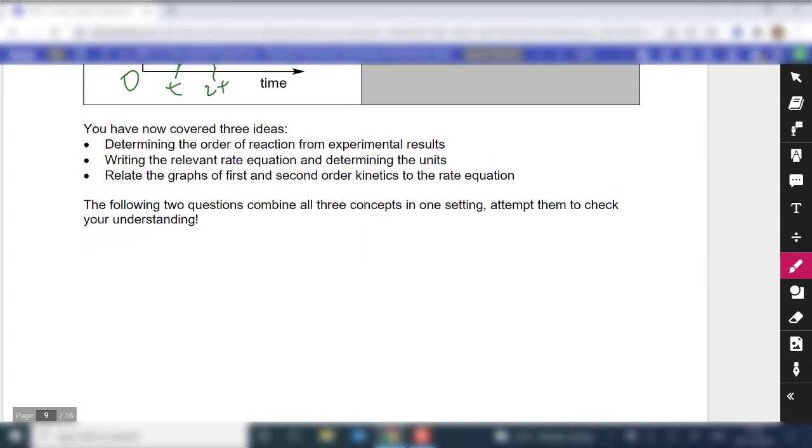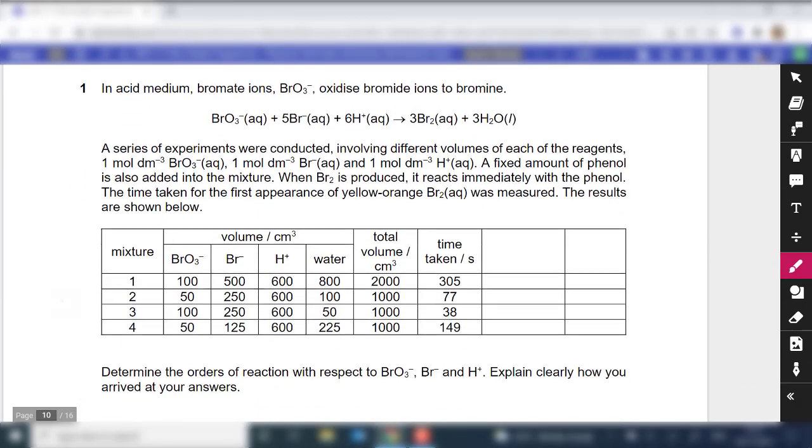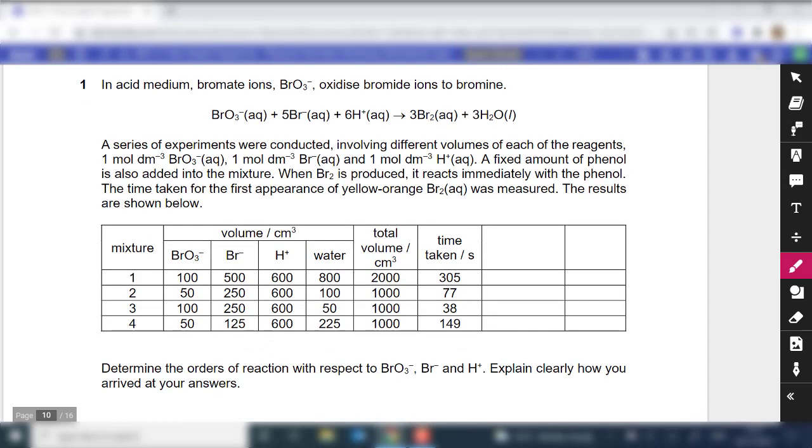Let us move on to question 1. For question 1, we have an acidic medium where bromate, known as bromate(V), oxidizes bromide ions to bromine. We have a series of experiments conducted involving different volumes of each of the reagents. So you have 1 mol per dm³ of bromate, 1 mol per dm³ of bromide, and 1 mol per dm³ of H+.